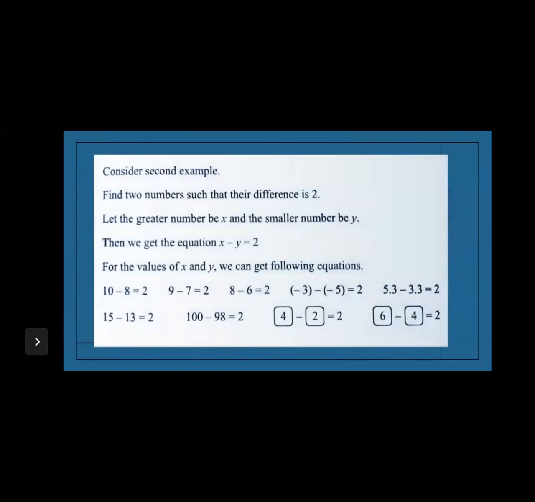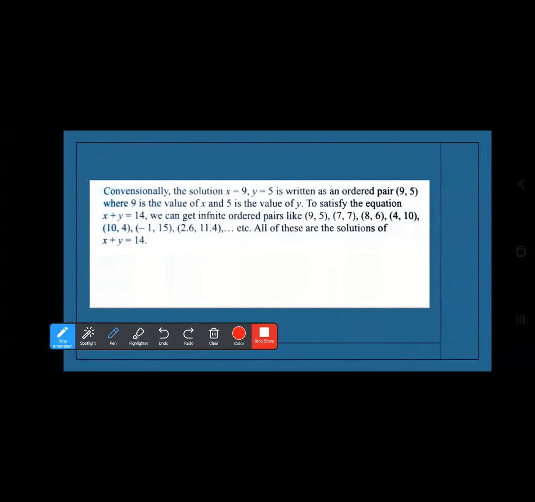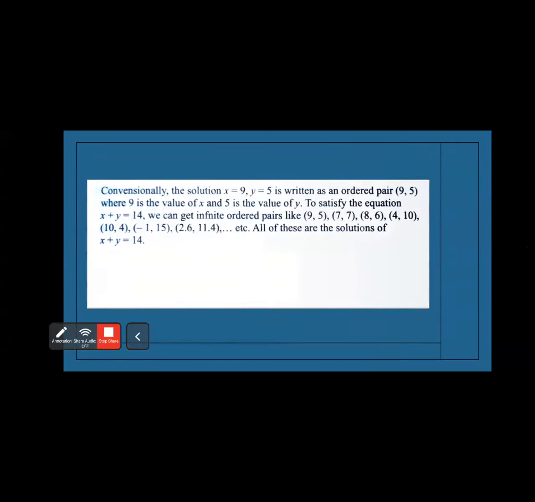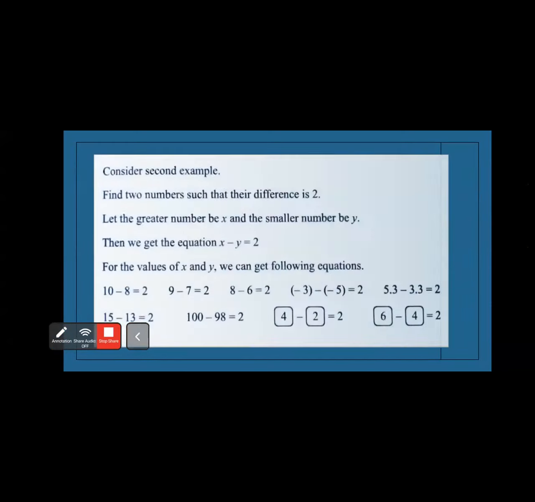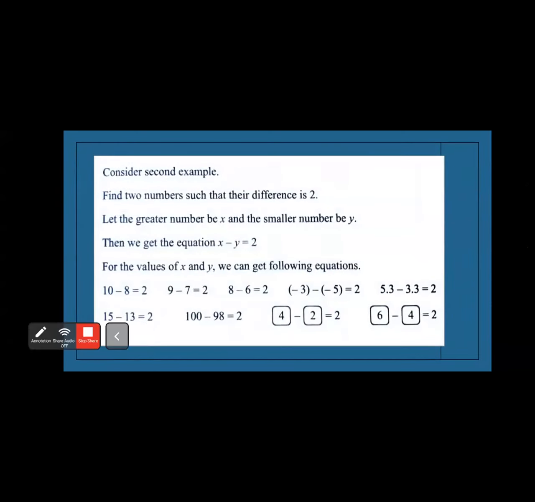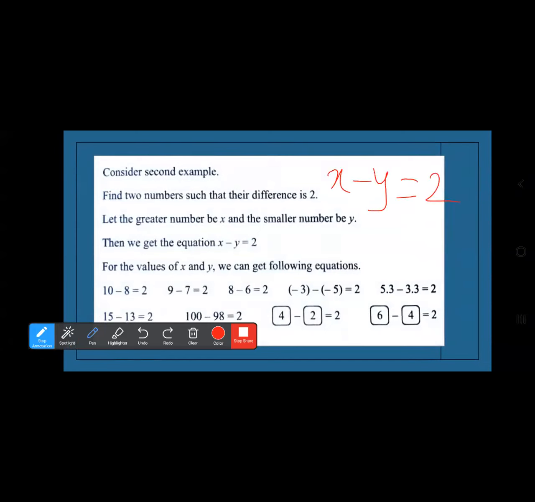Next example: find two numbers such that the difference is 2. Now difference means minus. So you have to take two values of x and y in such a way that the difference should be 2. That is x minus y equals 2. So I can take x as 5 and y as 3. So 5 minus 3 will be 2. Then 8 minus 6 can also be 2.